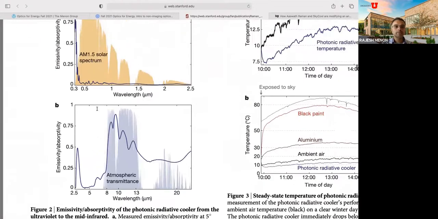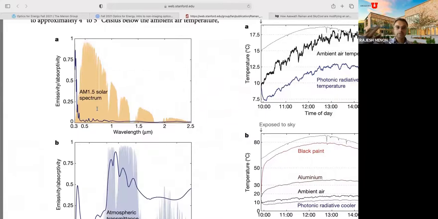So the spectrum is important. As I told you before, the reason this works is because of the spectrum. So they show the AM1.5 spectrum. This is the emissivity of the photonic device. You can see it emits, it's the same as the absorptivity. It's very low absorption where the AM1.5 is peaked. Its absorption is high at very long wavelengths.